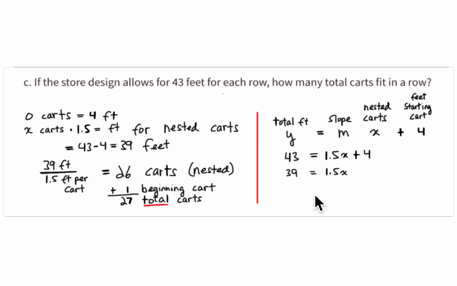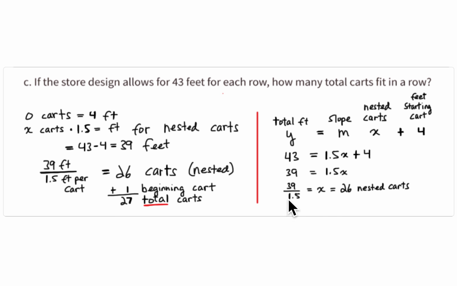So now algebraically you say either divide by 1.5 or multiply by 1 over 1.5, which is the multiplicative inverse. And I like that better, actually. I like multiplying by 1 over 1.5, which is the same as dividing by 1.5. That equals x. That equals the number of carts. And it's the number of nested carts. Don't forget that. 26 nested carts is equal to 39 divided by 1.5.